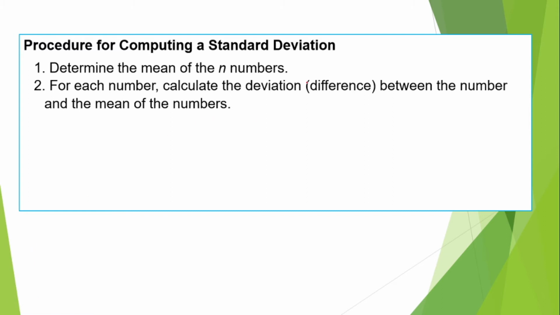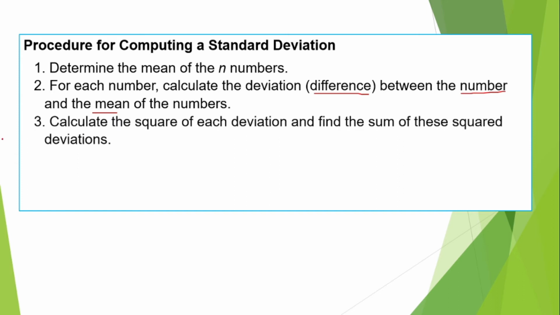So, after you get the mean of the given set of data or given numbers, calculate the deviation, or calculate the difference between the given number and the mean. So, you need to subtract the given number by its mean. Next is, calculate the square of each deviation, the difference that we subtracted, and find the sum of this square deviation.